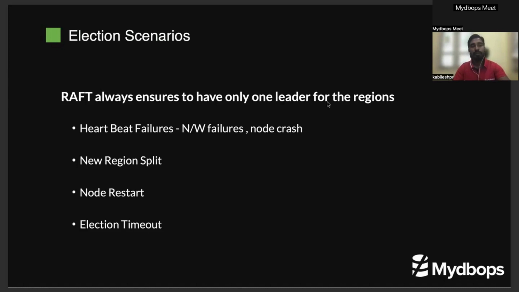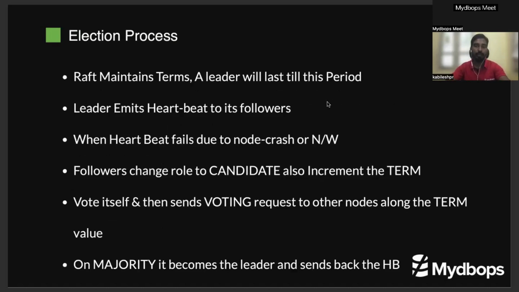And also, what is election timeout? This election timeout is a special case wherein when a consensus happens and no unanimous leader is found, TiDB itself sets a random election timeout to induce multiple elections until a unanimous leader is found. So these are the election scenarios. Now let's see the election process.